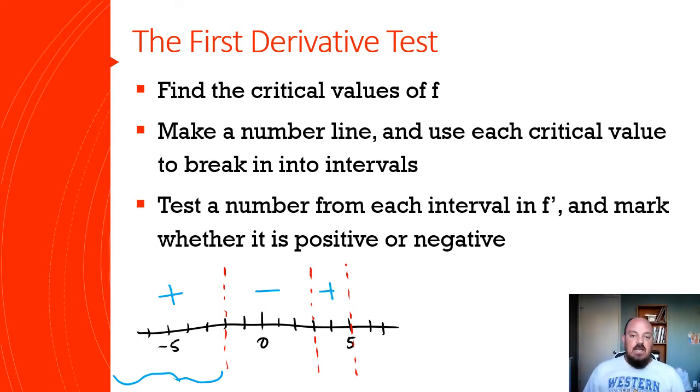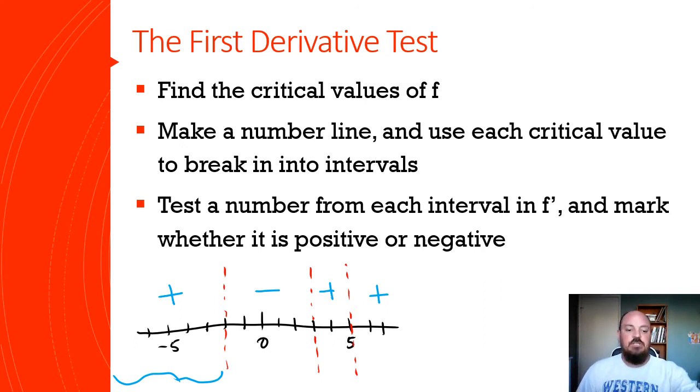And then I test the last interval, anything bigger than 5. Again, I can pick 6 or 10 or a million. I'd pick a number, let's say 6, and I plug it in and we'll say we get a positive number again. So what we've done is we've determined where the derivative is positive or negative, which tells us where the function is increasing or decreasing. Now, by seeing where it changes from one to the other, that's going to give me my minimums and maximums. And that's really the first derivative test.